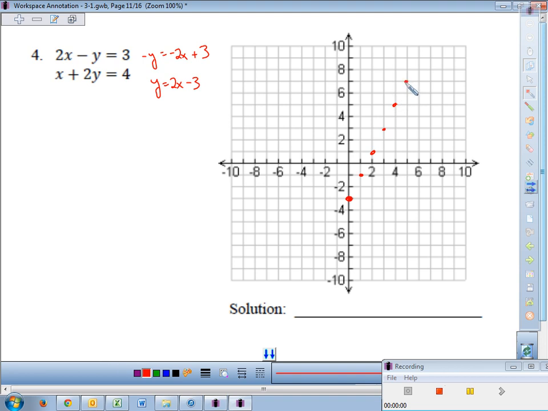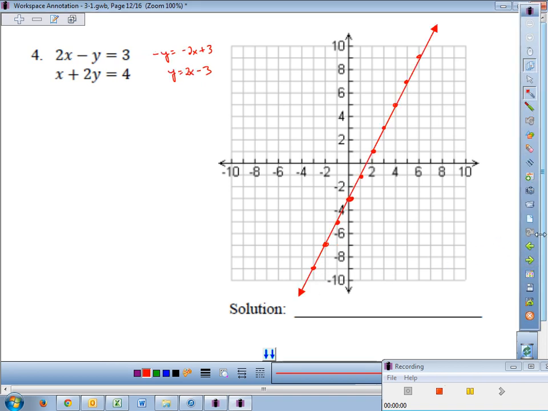Rise 2, run 1. Down 2 to the left 1. Down 2 to the left 1. Down 2 to the left 1. Then connect the dots, make a line.